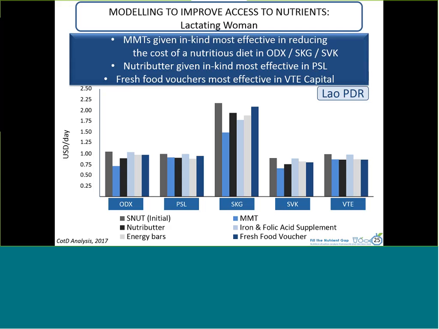And we see here that multi-micronutrient tablets given in kind were the most effective in reducing the cost of a nutritious diet in Uramanchai, which is ODX, Sikon, and Savannakhet. However, in Pongsili, we found that NutriButter was the most effective. And also, we found that fresh food vouchers were very, very effective in Vientiane capital. So this depends, in each area, on what the types of foods available are and what the costs of these foods are in each of these areas.